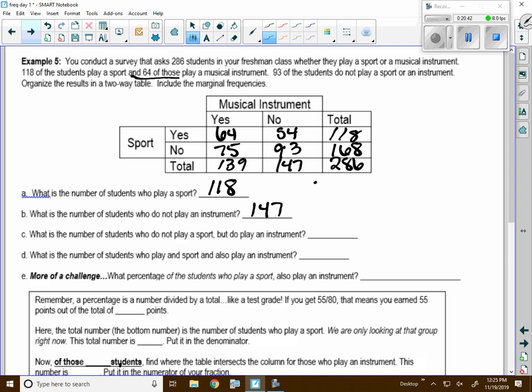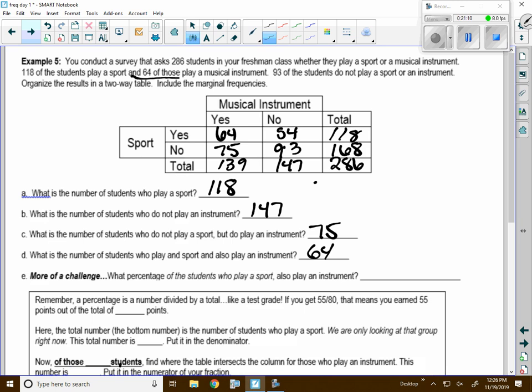What's the number of students who do not play a sport, but they do play an instrument. So no sport, yes instrument, 75. What's the number of students who play a sport and also play an instrument? Yes, that's our yes, 64. Okay, any issues on getting those?